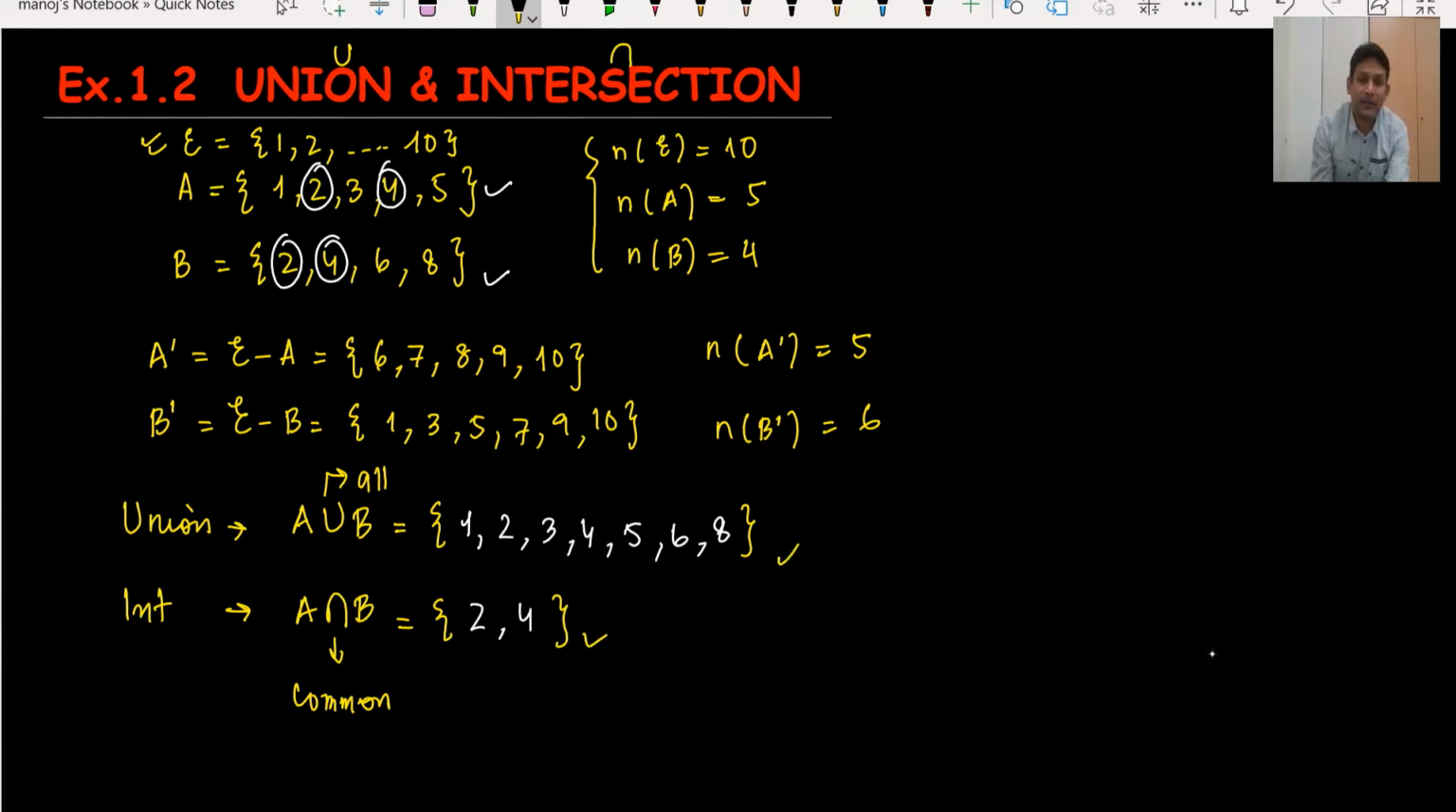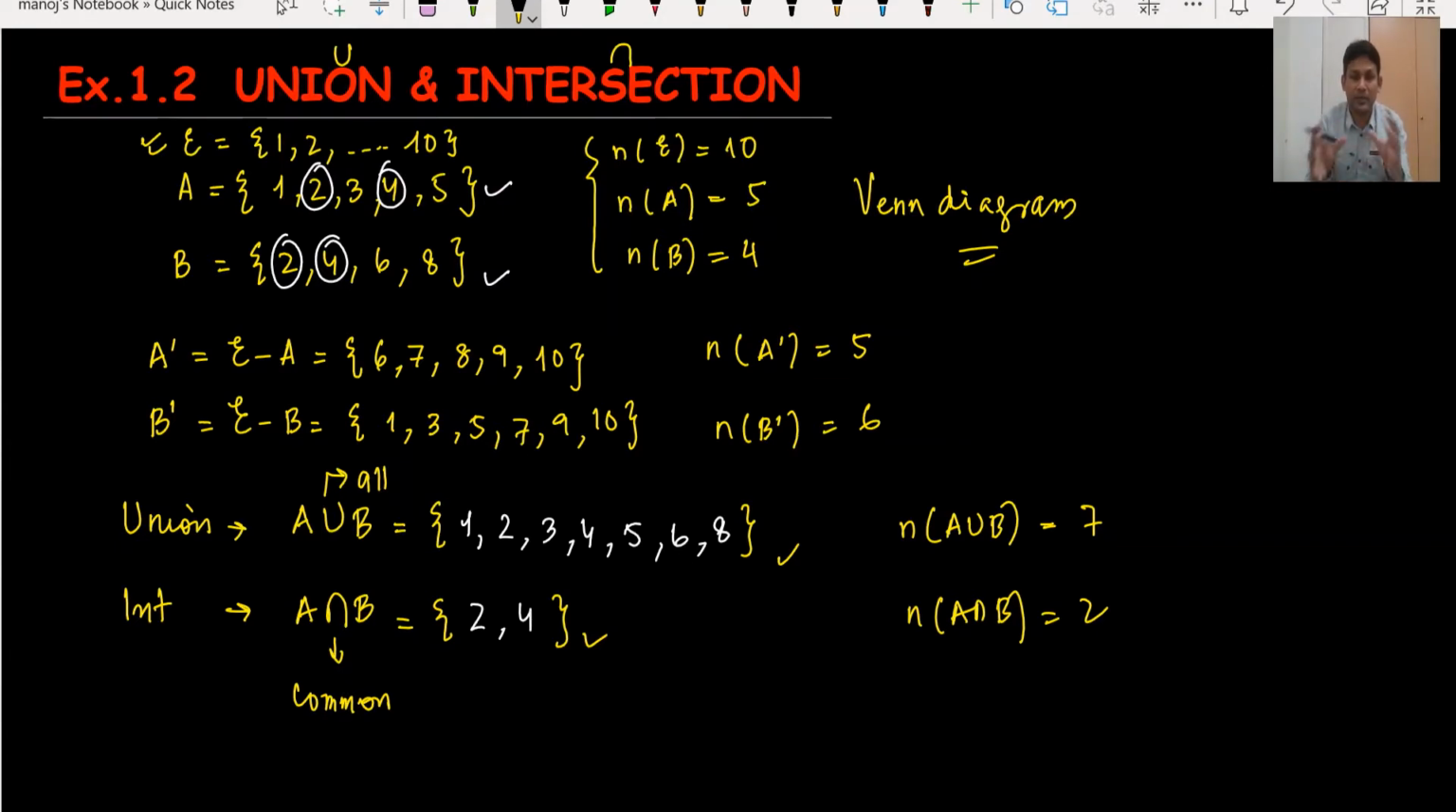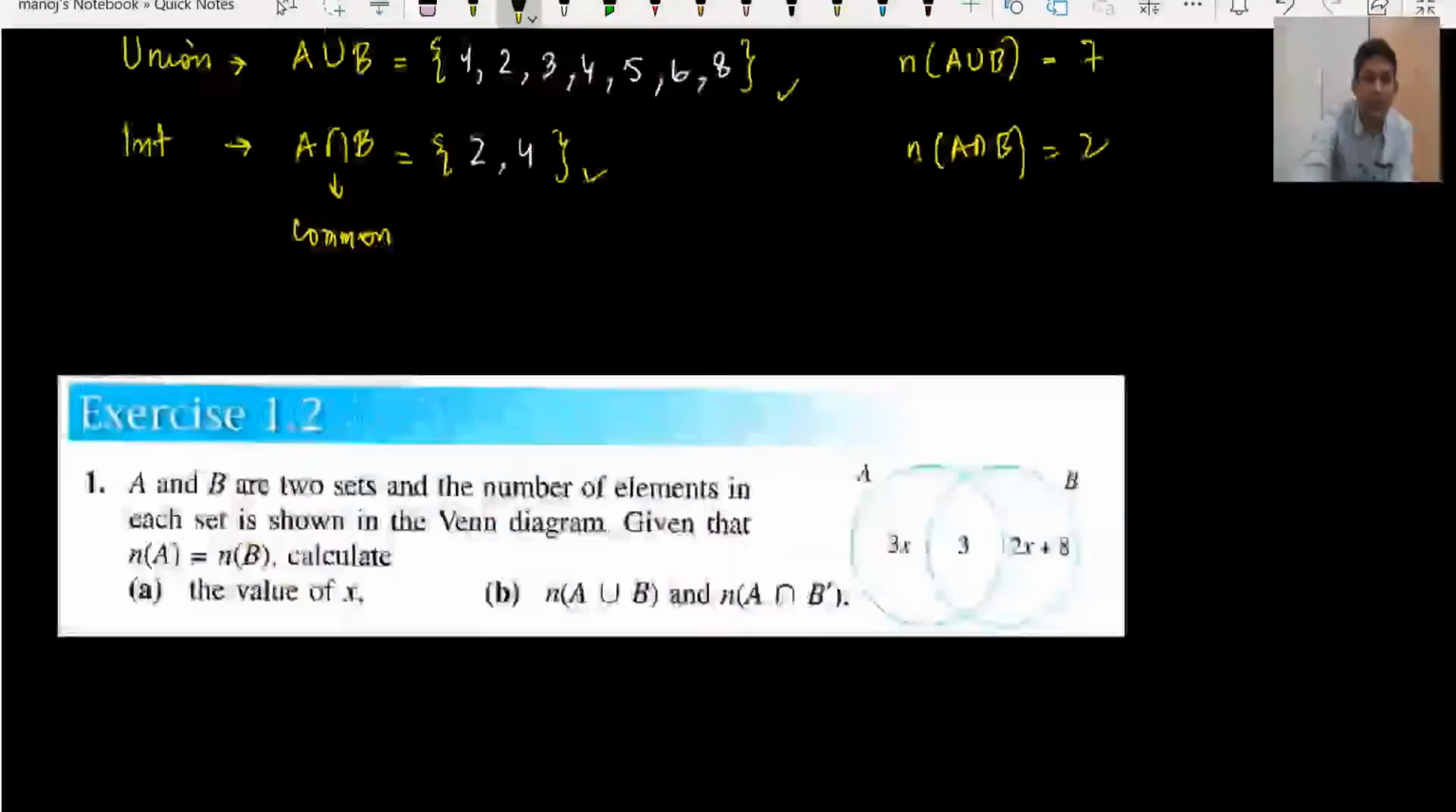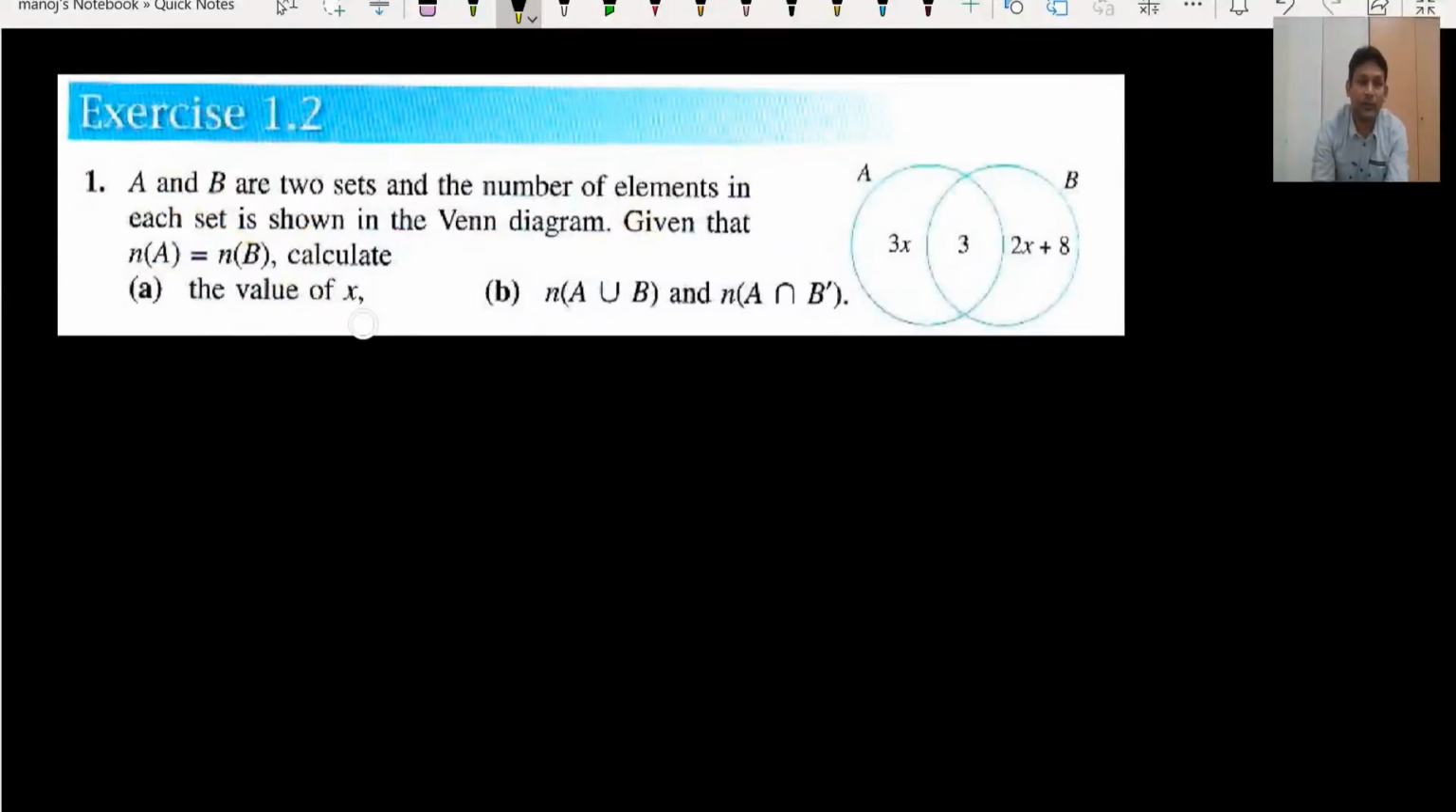Sometimes they will also ask to find the number of elements in A union B. So how many elements? 1, 2, 3, 4, 5, 6, 7. And the number of elements in A intersection B is 2. Venn diagram is very important. I have to discuss it because it's part of sets. With the questions, I will be discussing how we can represent the sets in the Venn diagram, in a complete box, and sometimes circle, sometimes square, sometimes rectangle. There is no problem. So let's start with question number 1 of 1.2.